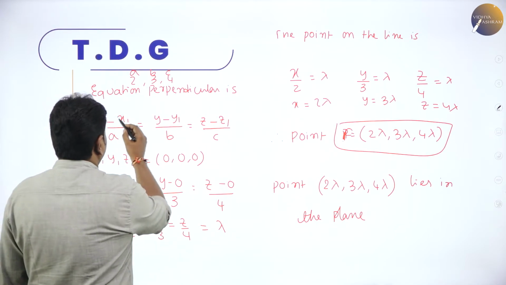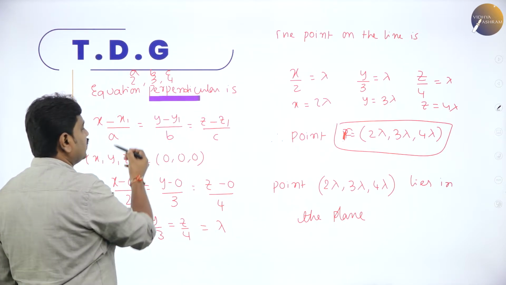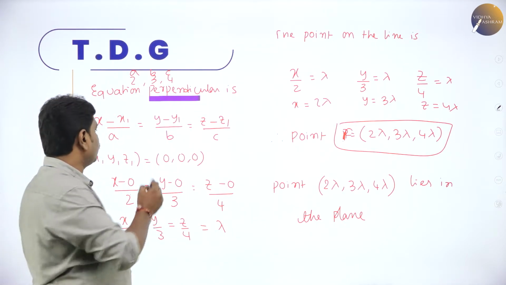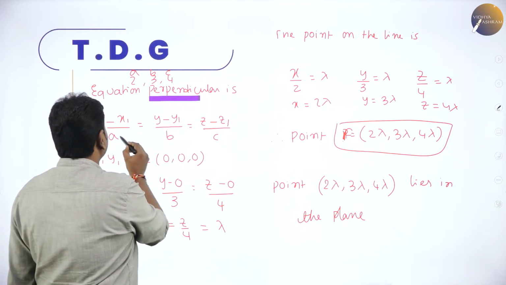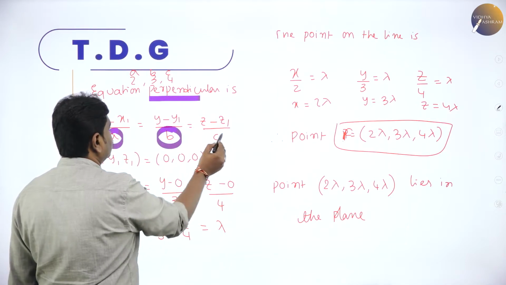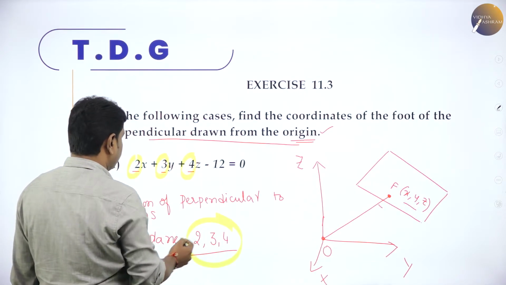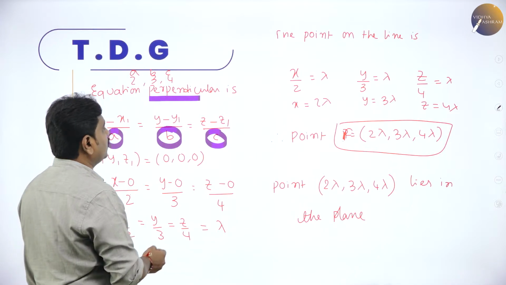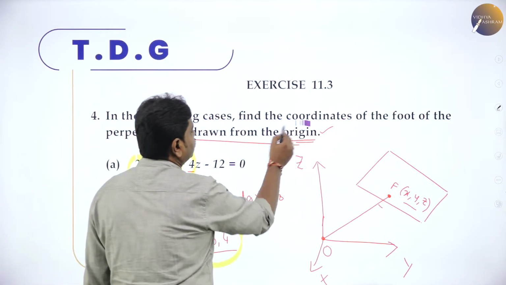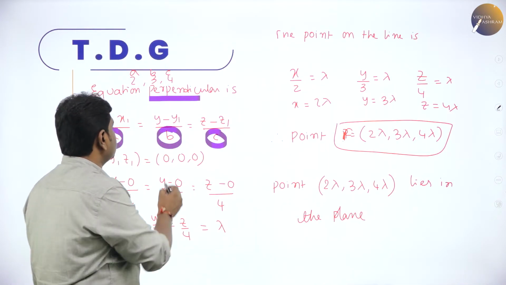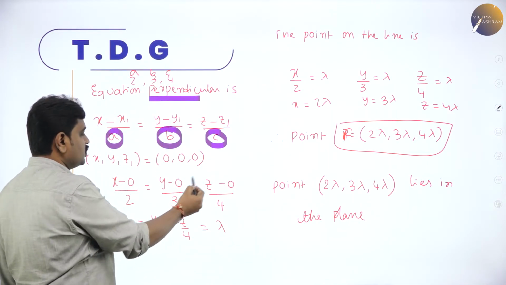So the perpendicular is a line. The Cartesian form of a line, all of you know: x minus x1 by a equal to y minus y1 by b equal to z minus z1 by c. The a, b, c values we got just now: 2, 3, 4. Substitute 2, 3, 4. And the perpendicular is drawn from the origin. When you read the question, they told it is drawn from the origin. So in the place of x1, y1, z1, put 0, 0, 0.